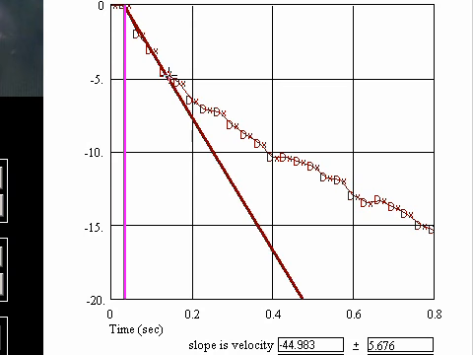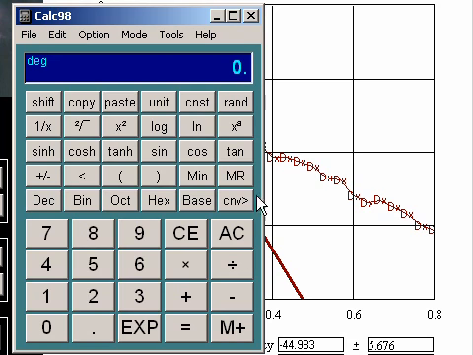But I'm going to take the average for the first 4 data points. So we go from there to there, and notice it comes out the slope, which is the velocity, of 44.98, so roughly 45 meters per second. Let's bring up a calculator. I've already programmed into the memory the conversion factor between meters per second and miles per hour. So let's type in 44.98.